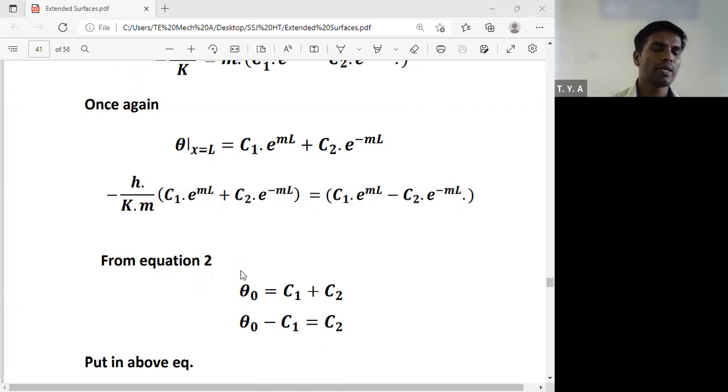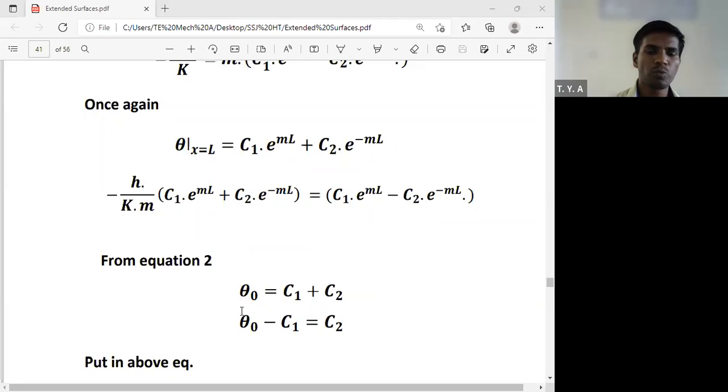Okay, so all of you write down from equation 2, theta 0 is equal to c1 plus c2. So therefore, c2 is equal to theta 0 minus c1. So in this equation, instead of c2, we have to put the value of theta 0 minus c1.